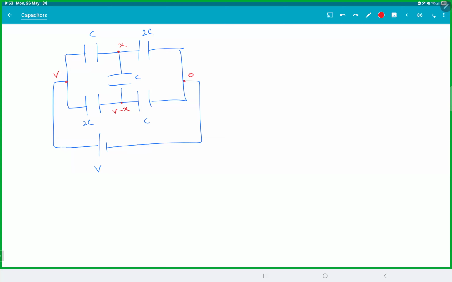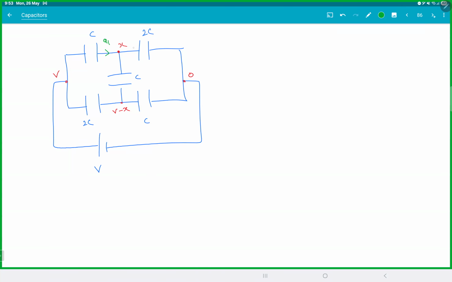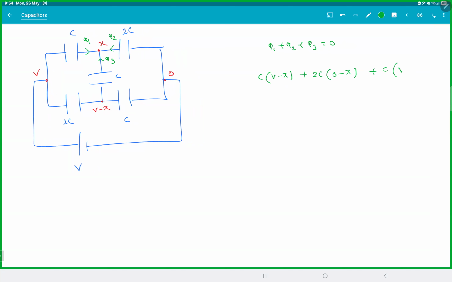You will get only one variable. So you still have to use junction law. So if you apply the junction law here, Q1, Q2, and Q3. Q1 plus Q2 plus Q3 is 0. Then, yeah, you will get it. How much is this? C into V minus x plus 2C into 0 minus x plus C into V minus x is equal to 0.